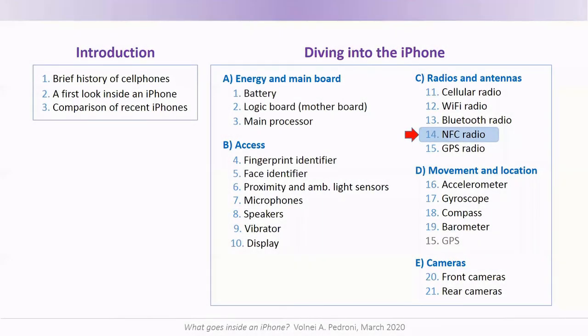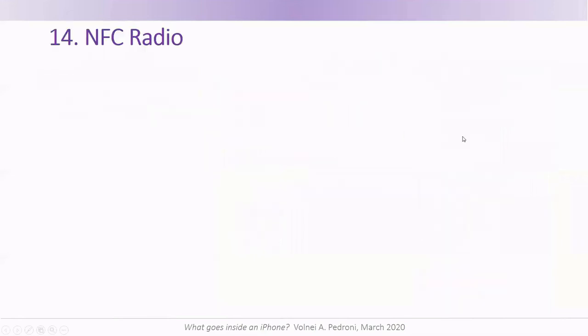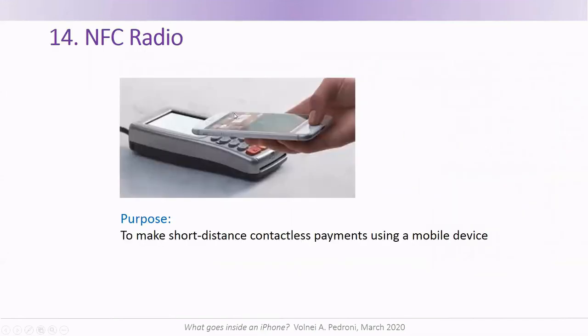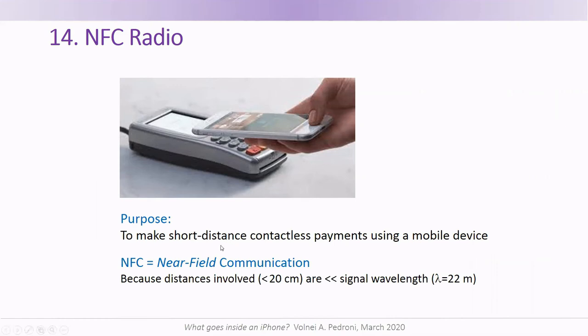We turn now to the NFC radio. Here is a typical situation. Its purpose is to make short-distance contactless payments using a mobile device. And the designation near-field communication is due to the fact that the involved distances here, which are below 20 centimeters, are much smaller than the wavelength of the transmitted signal, which is 22 meters.